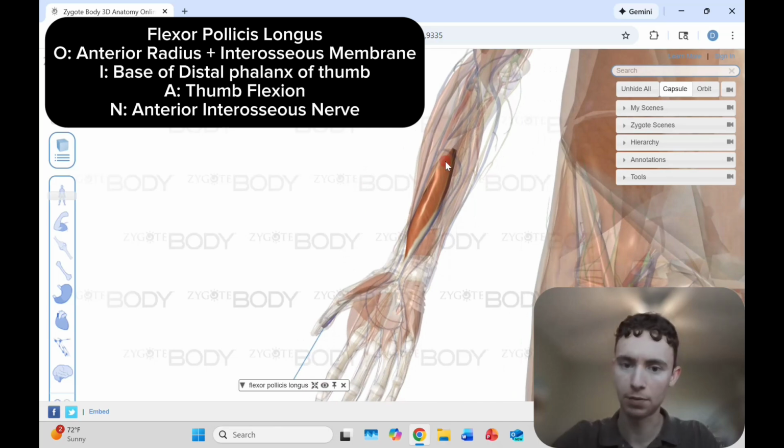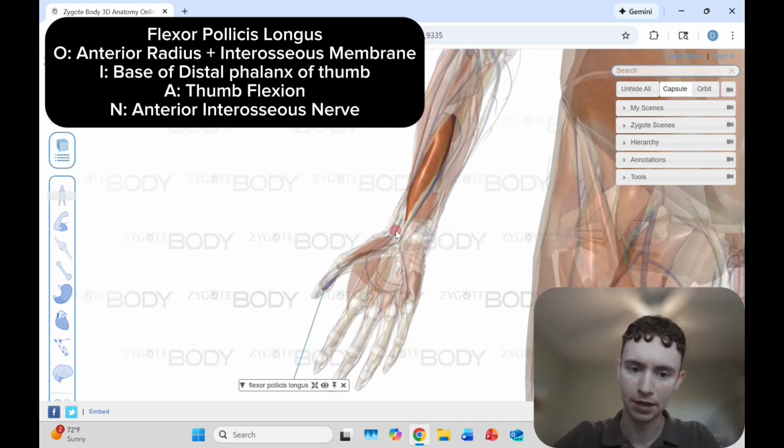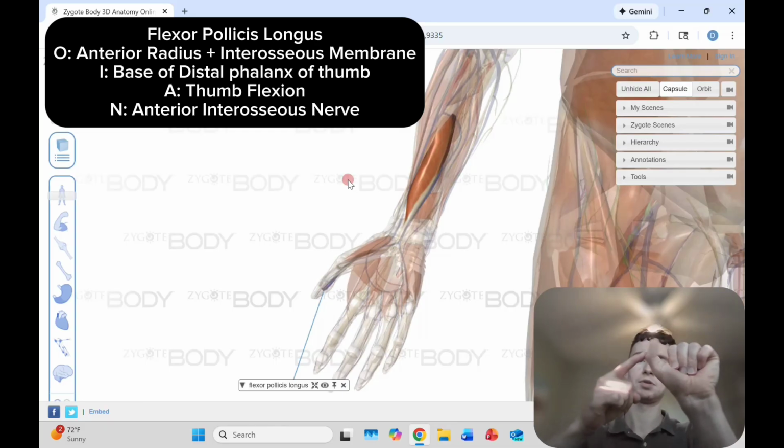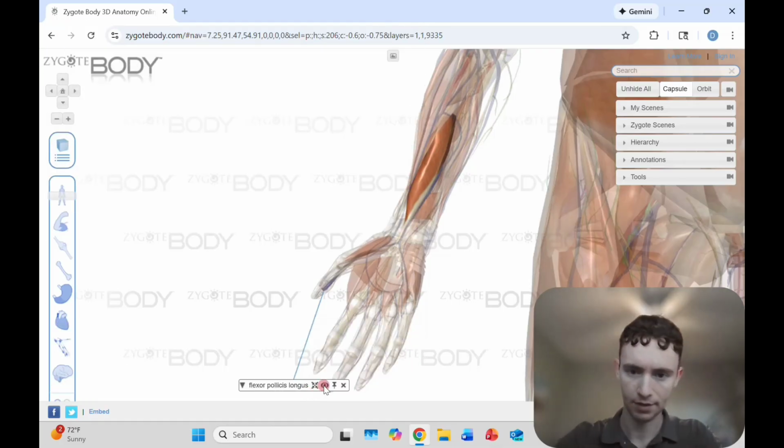And we can see here how the flexor pollicis longus sends a tendon down here to attach, pollicis, Latin for thumb, coming down to attach to the base of the distal phalanx of the thumb here, responsible for flexing the interphalangeal joint, or the IP joint of the thumb. All right, hiding that one here.